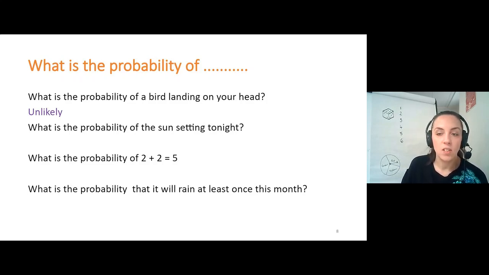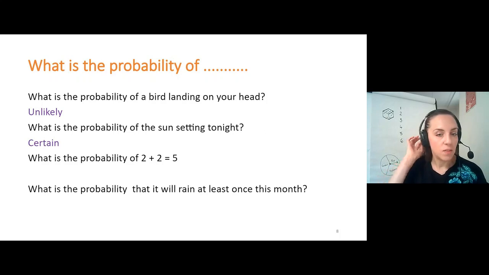What's the probability of the sun setting tonight? Certain. The sun will certainly set tonight. What's the probability of 2 plus 2 totaling 5?